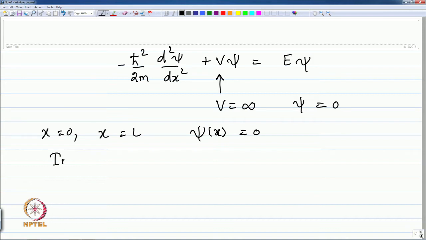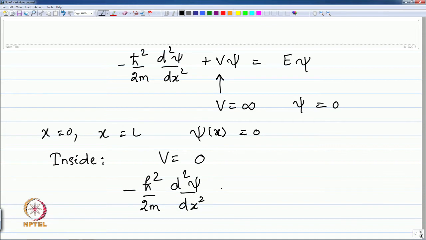Inside the box, we have V is 0. Therefore, what we have is minus h bar square by 2m d square psi by dx square is equal to E psi. The total energy, because there is no potential inside the box.